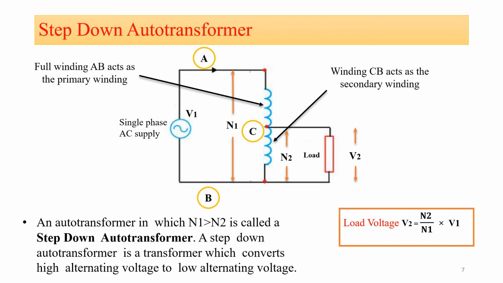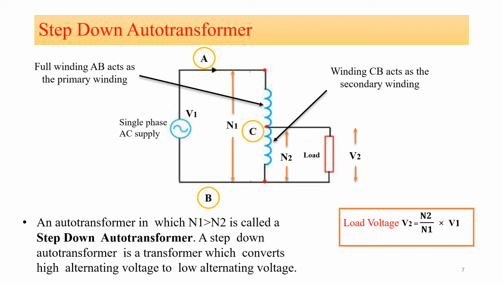The operating principle of an auto transformer is the same as that of a conventional transformer. Therefore, the load voltage for this configuration is given by V2 equals N2 by N1 into V1, where N2 is the number of turns corresponding to the secondary winding, that is CB, and N1 is the total number of turns corresponding to the primary winding, that is AB, and V1 is the single phase AC supply.